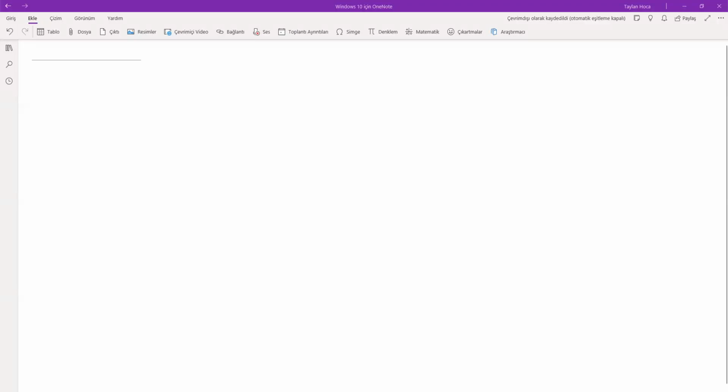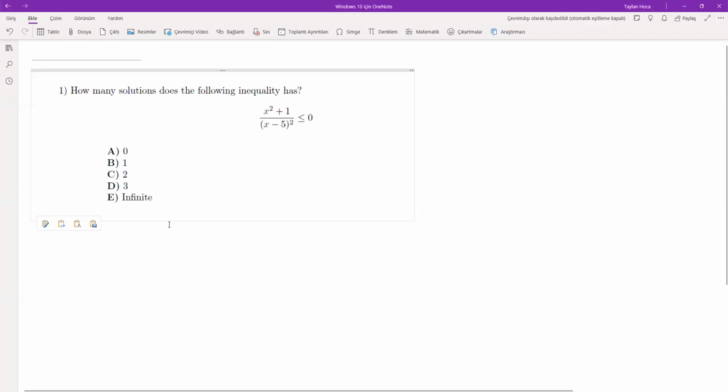First question. Our first question is about how many solutions the following inequality has. But if you just go into very complex calculations, you lose a very precious amount of time. Instead, could you think of something else? Is there something else that you can think of?